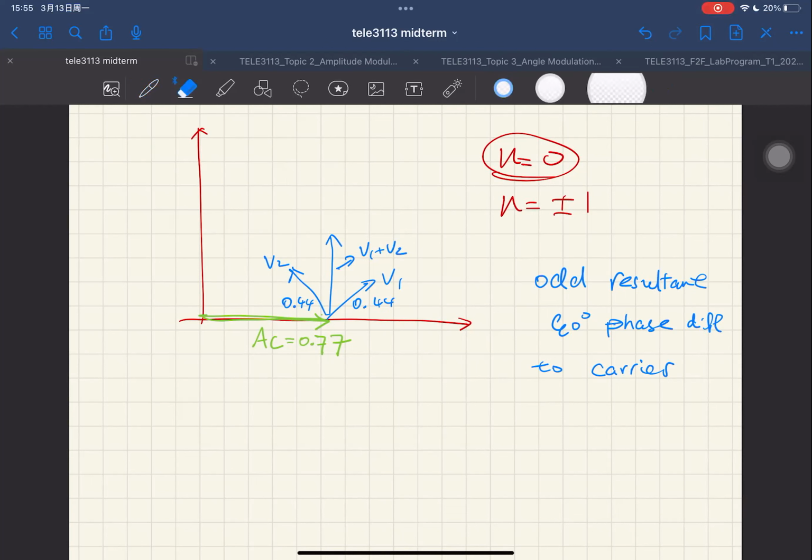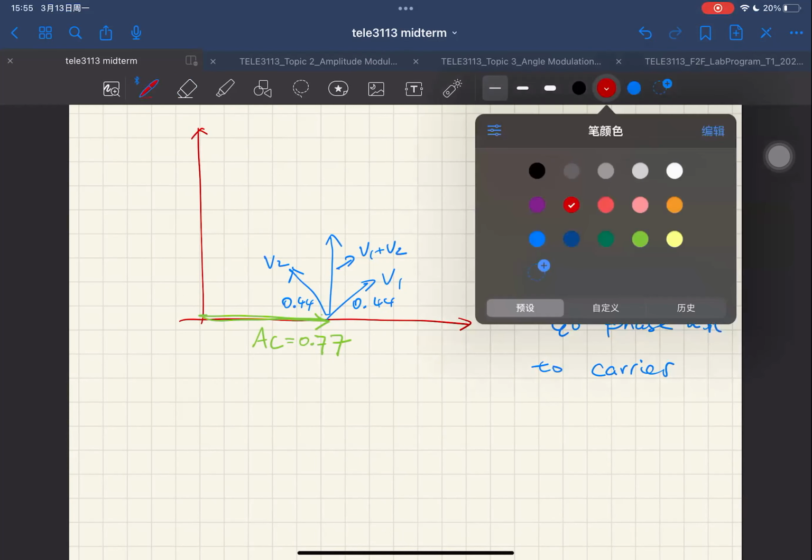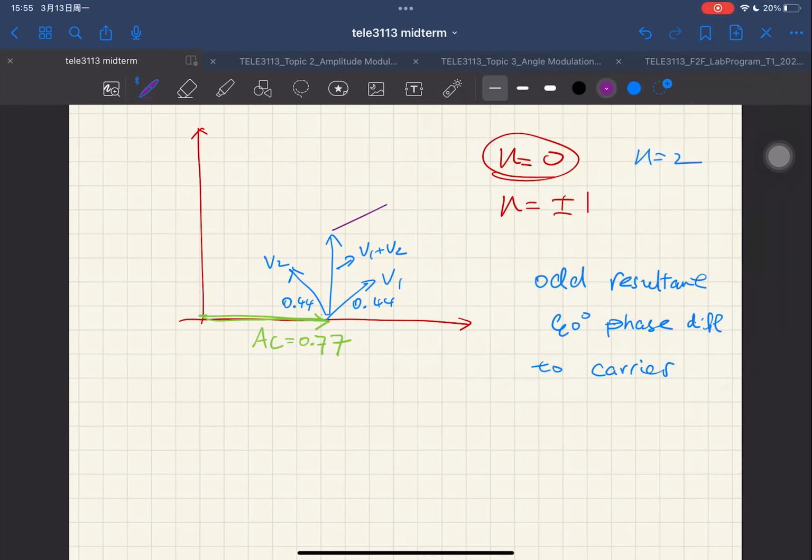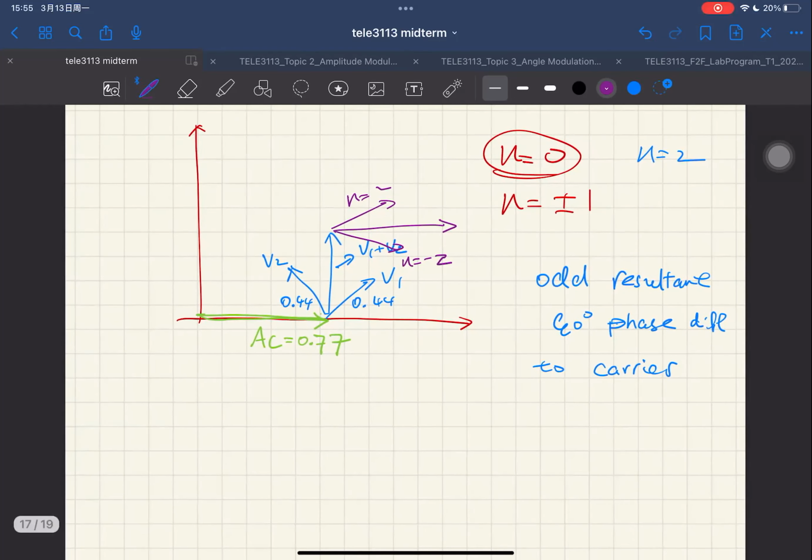Okay, so let's say we have n equals 2 in this case, right? We allow n equal to 2 in, we do not use a band pass filter. We're gonna have another phasor look like this. So this is your n equal to 2 case. This is your n equal to negative 2 case. And the resultant is going to look like this. You will find this resultant is exactly in phase with your carrier frequency, because they are parallel, right? They are not having a 90 degrees.